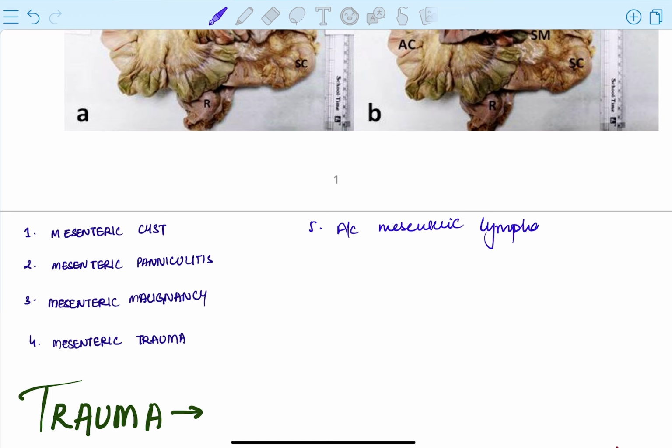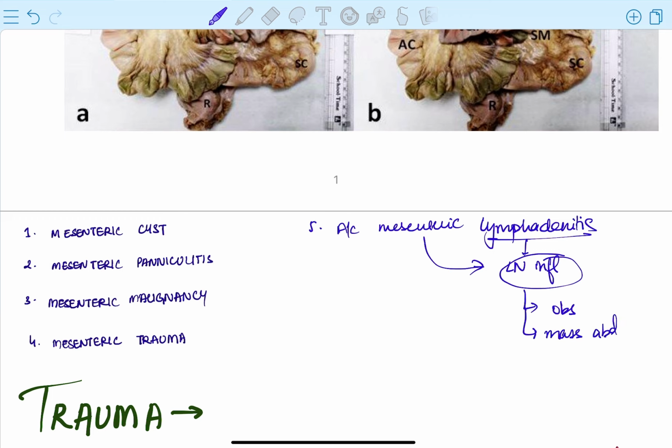Lymphadenitis. As we all know, what exactly is lymphadenitis? It is nothing but inflammation of the lymph node, right? So the mesenteric lymph nodes are inflamed. You can see signs of obstruction or mass abdomen, right? If one lymph node is inflamed, there can be evidence of inflammation of other lymph nodes also. And this is also called nurse syndrome, right? This is one more thing that you are supposed to remember.